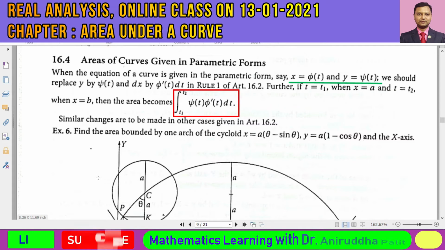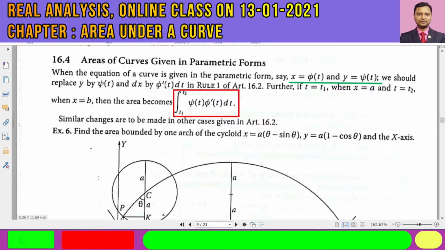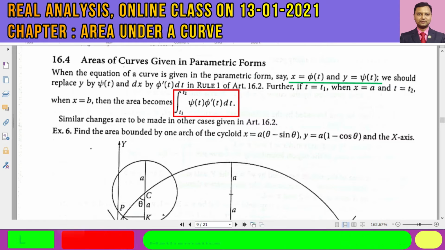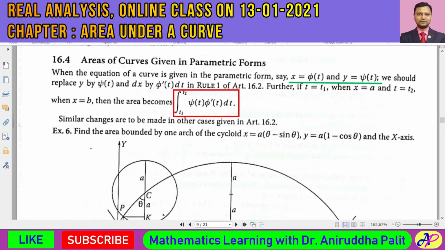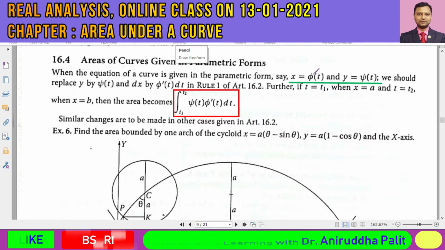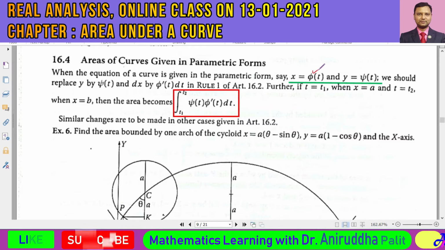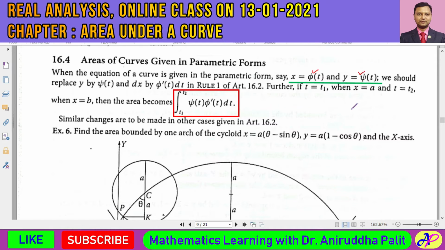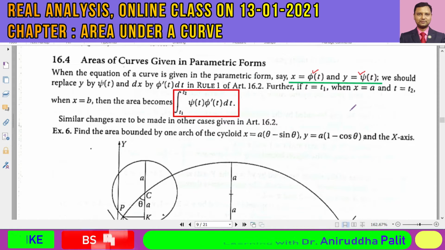Today, I shall continue my discussion and hopefully within today this chapter will be finished. Today, I shall discuss the parametric curves and how to find the area under this kind of curves. We know that a parametric curve is a curve which can be written in this form: x is equal to phi of t, and y is equal to psi of t. This kind of curves are parametric curves.